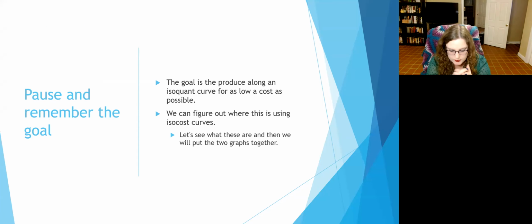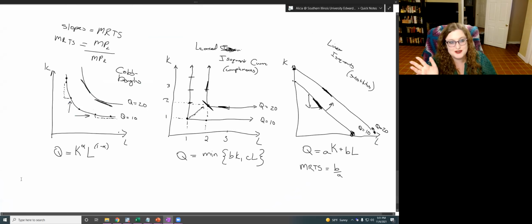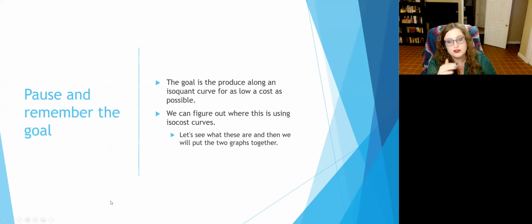Let's pause right here, because right now you're probably like, wow, this is complicated, right? There are all these different graphs and we have to think about all these different ways to produce goods and services, but that's only half of the equation, right? It's only half of what we're interested in, because we are not only interested in what we're producing, but at what cost points we can produce it. The goal is to produce things along the isoquant curve efficiently, right? We would like to do things efficiently for as low a cost as possible. So we can figure out where this point is, where we are producing things for as low a cost as possible, using an isocost curve.